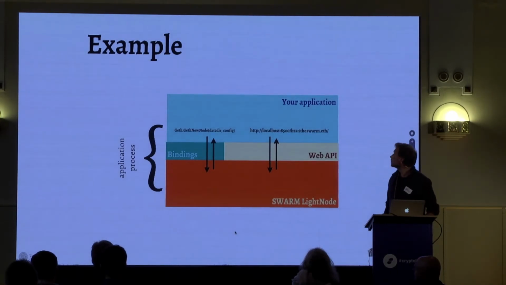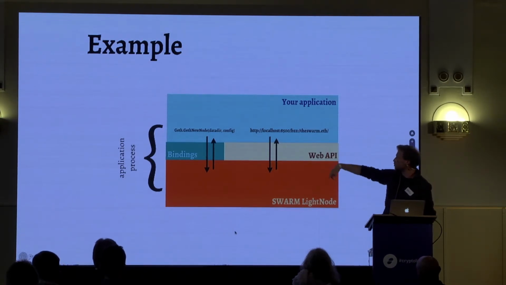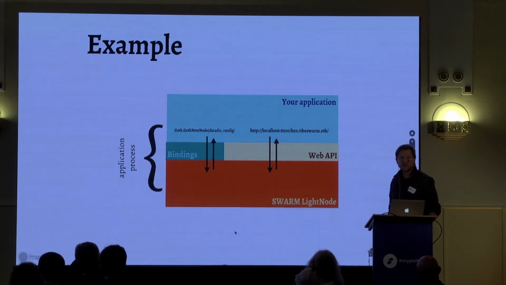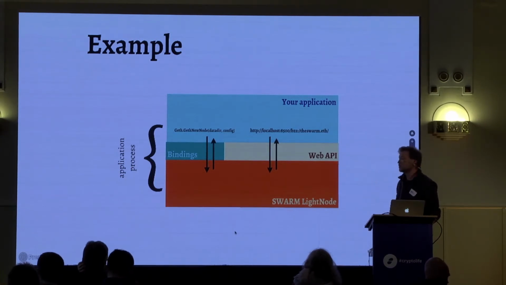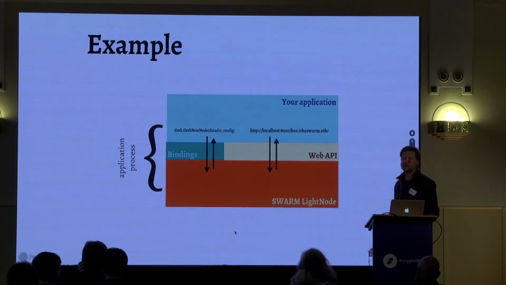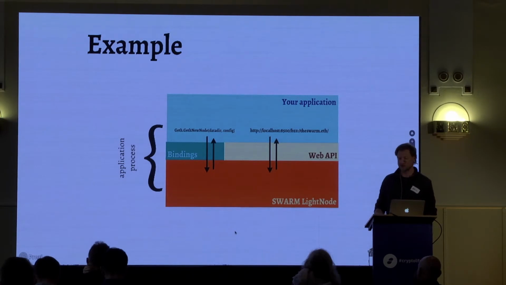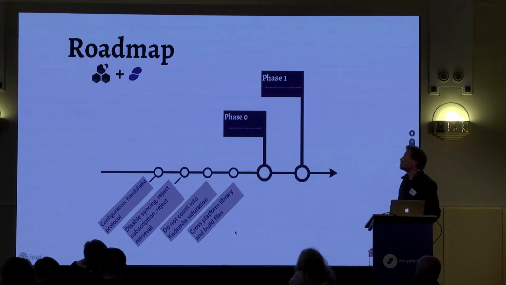So basically, this is how it looks like. Your application lives there. You run code when you need something from Swarm. You can choose to use the bindings to communicate with the Swarm light node, or you can use the HTTP calls through the web API. And at this point, we would rather keep the bindings small, because most of the functionality you can achieve through the web API. And for a light node, it's not that performance critical to not use HTTP, for example. So, and by keeping the binding small, you don't have to do a lot of code on all platforms that you want to support.